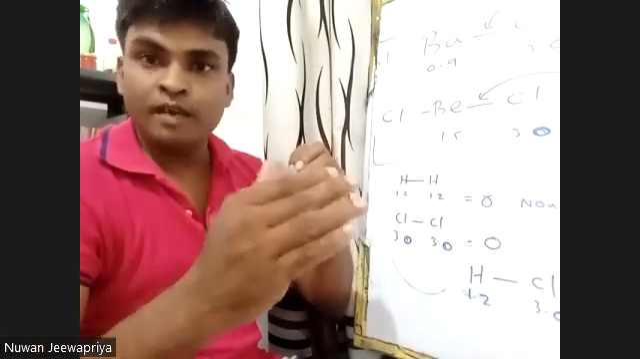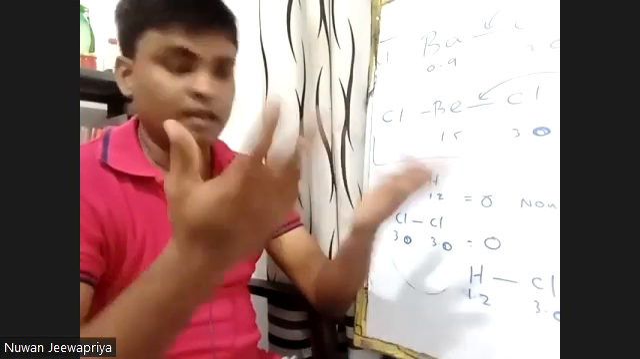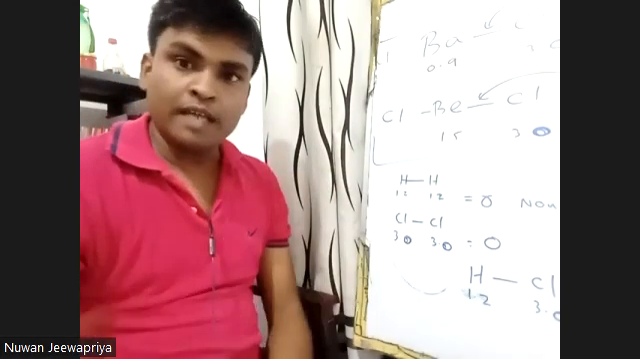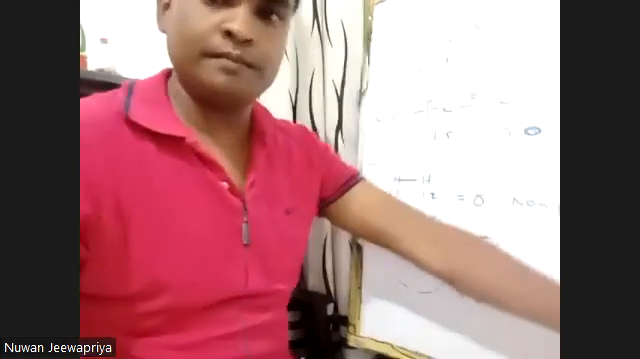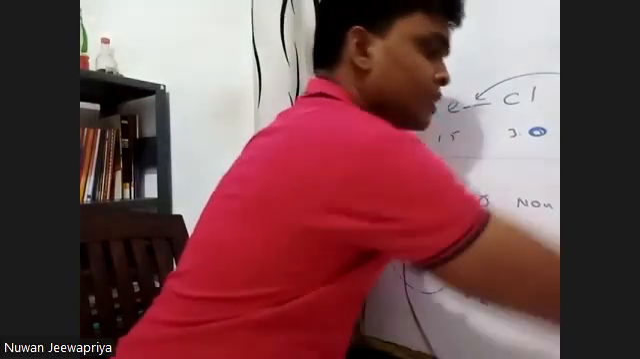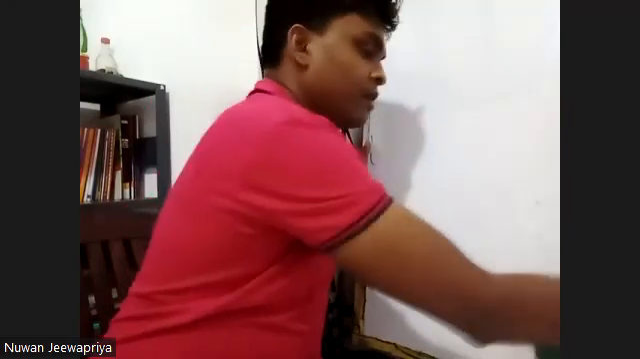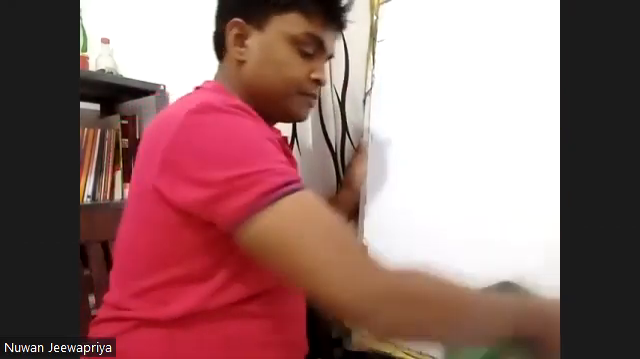0 to 2.1, polar covalent. More than 2.1, ionic. Right. I go to the last part of that section. So we see the last part of that question. There's a 4 marks calculation part. So we see what that 4 marks calculation part is.